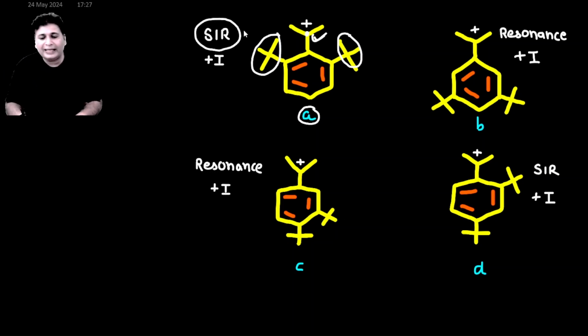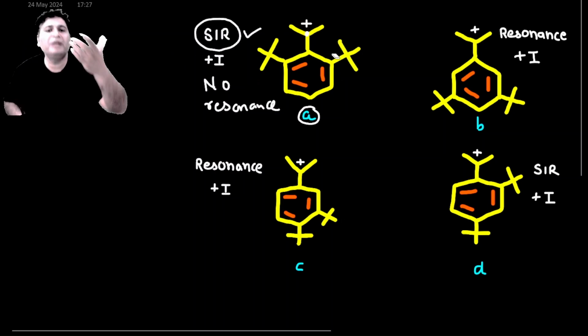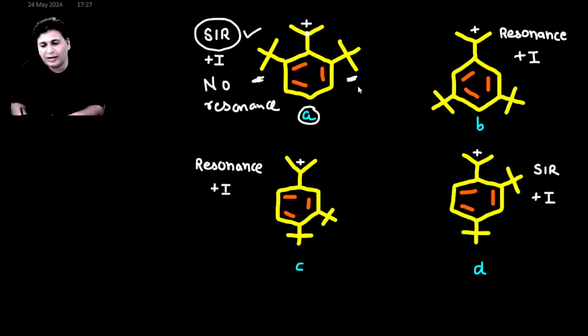So because of SIR, there is no resonance. This carbocation lacks resonance. What you can have next to stabilize this carbocation is just these tertiary butyl groups, which have got a plus I effect.